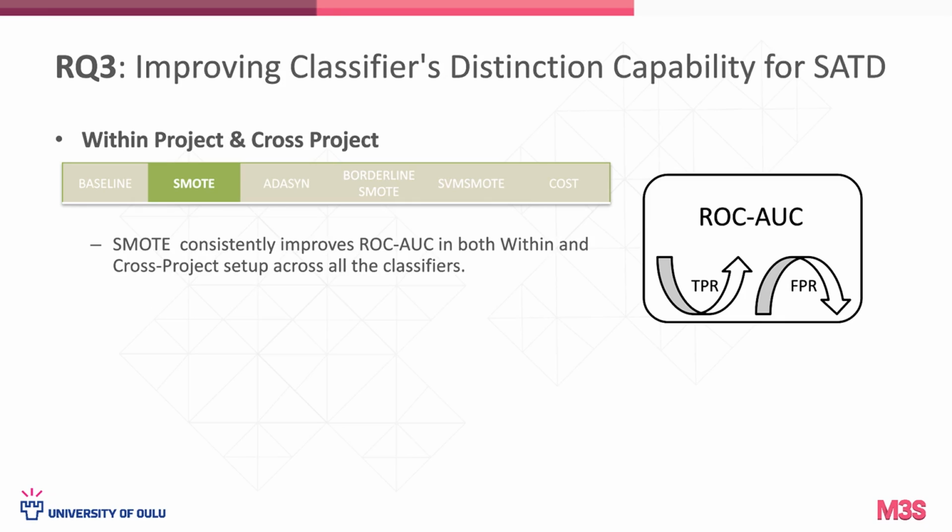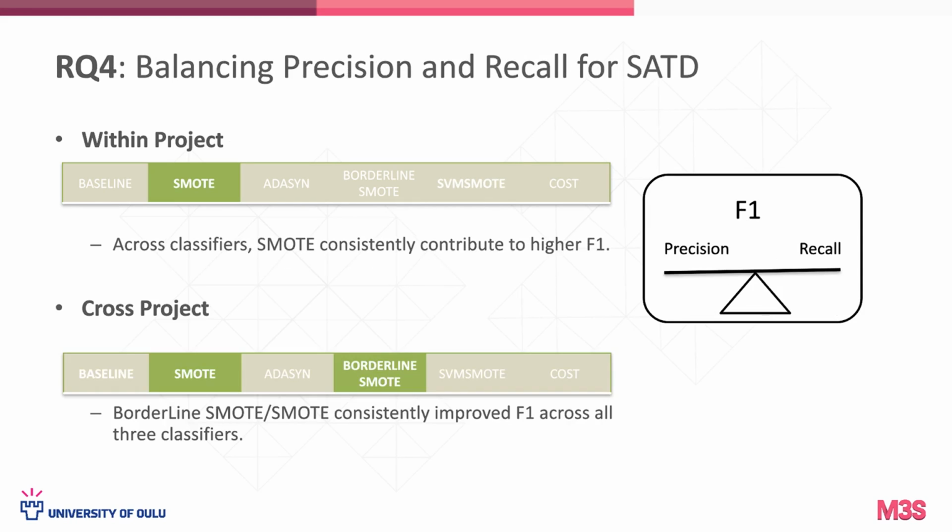For improving the classifier's distinction capability of the SATD comments, the balancing technique SMOTE consistently improved the ROC-AUC scores for all the classifiers in within and cross project setup. For balancing both precise and extensive detection of SATD comments, the data balancing technique SMOTE consistently improved the F1 score for all the classifiers in within project setup, while in cross project setup, the data sampling techniques SMOTE and borderline SMOTE consistently improve the F1 scores for all the classifiers.